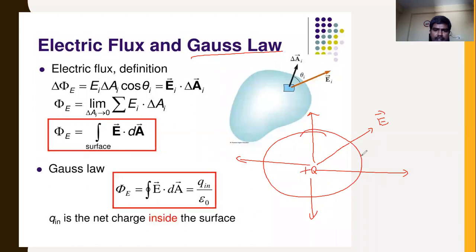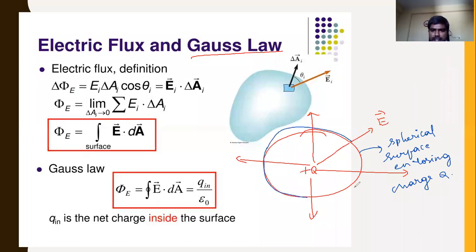Now, this is surface area. Let me consider this as a spherical surface enclosing charge capital Q. You are considering this as a spherical surface. Remember, this is a spherical surface, which means it is three-dimensional. That means the total capital Q charge is inside this sphere. It is a hollow spherical surface, and generally we call it a Gaussian surface.